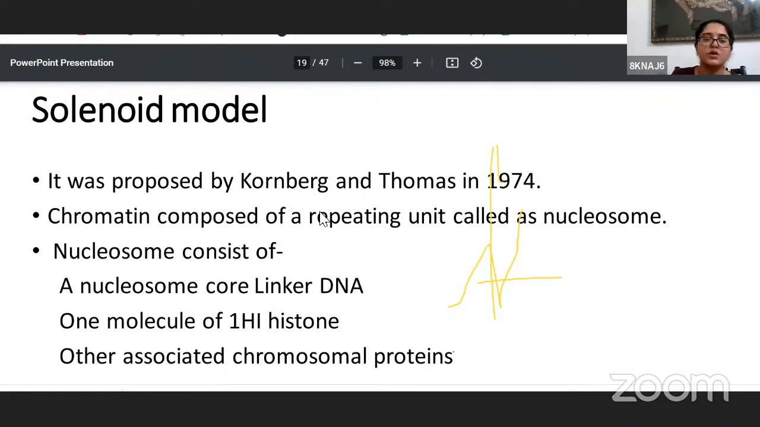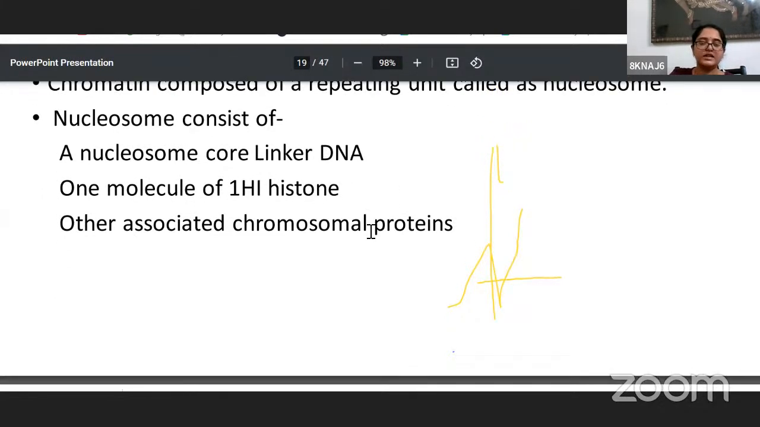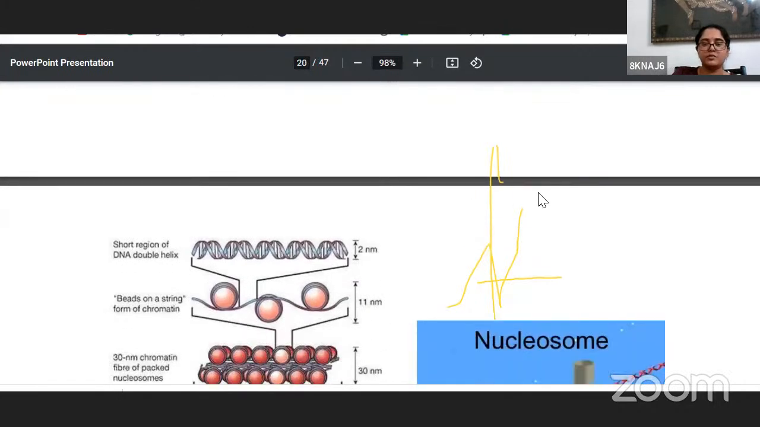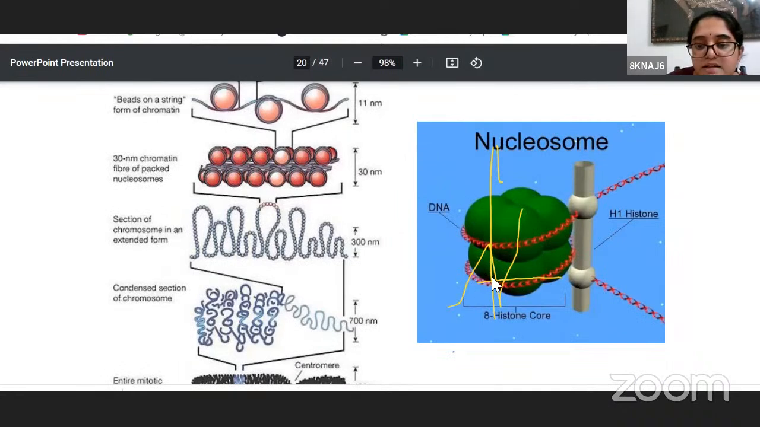So again, this nucleosome has a solenoid wherein it has a core and linker DNA. You can see the figure in your textbook as well. And you have one molecule of the histone H1, and you have chromosomal proteins. So these are the histone proteins. This is the histone core octamer basically, and two copies of 4 kinds of histone are present, that is H2A, H2B, H3 and H4. And H1 is the linker.